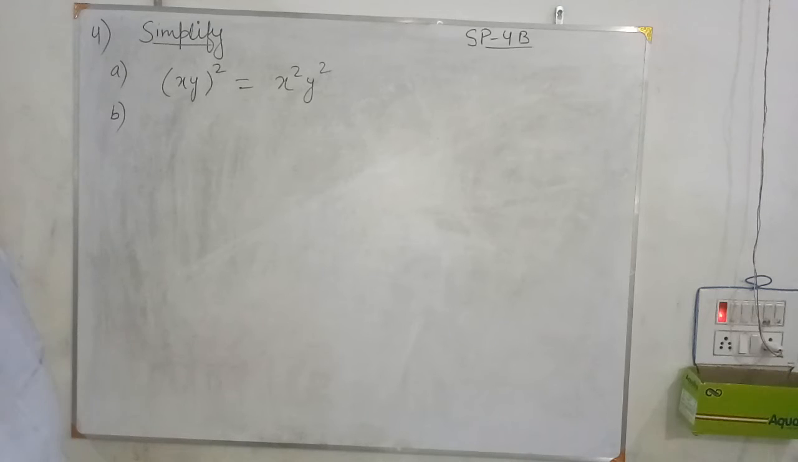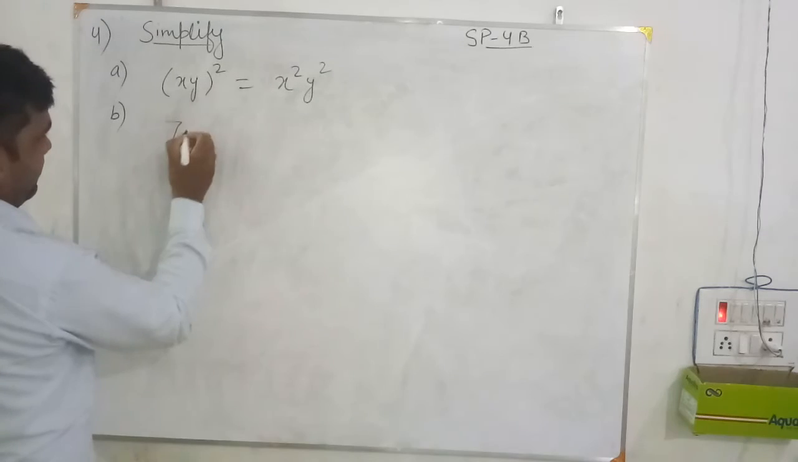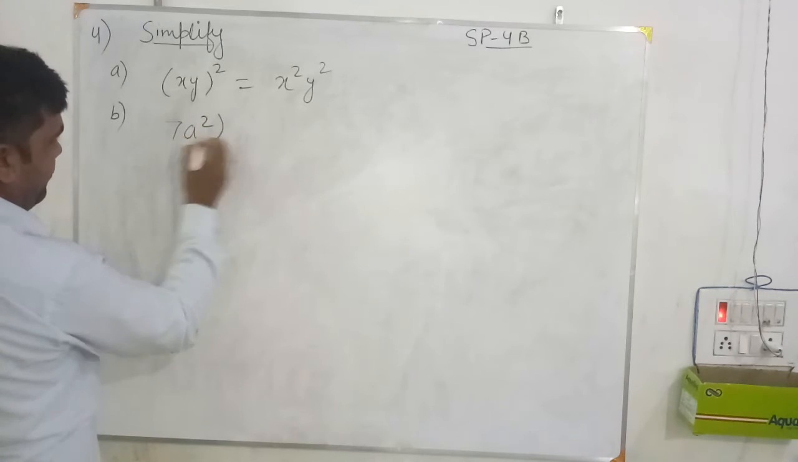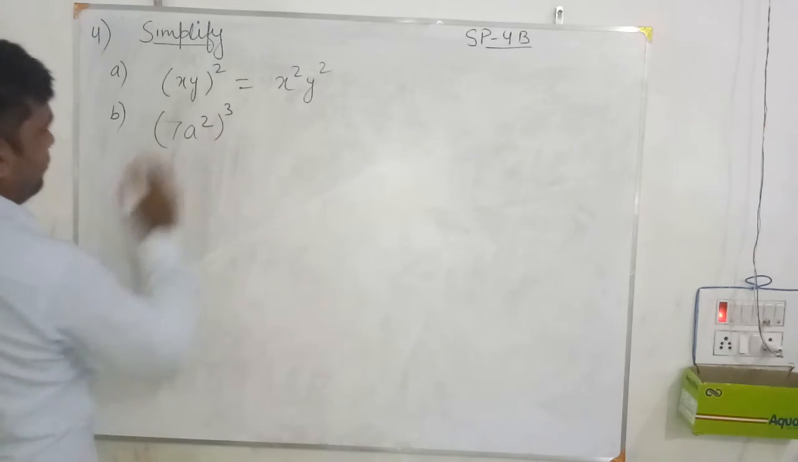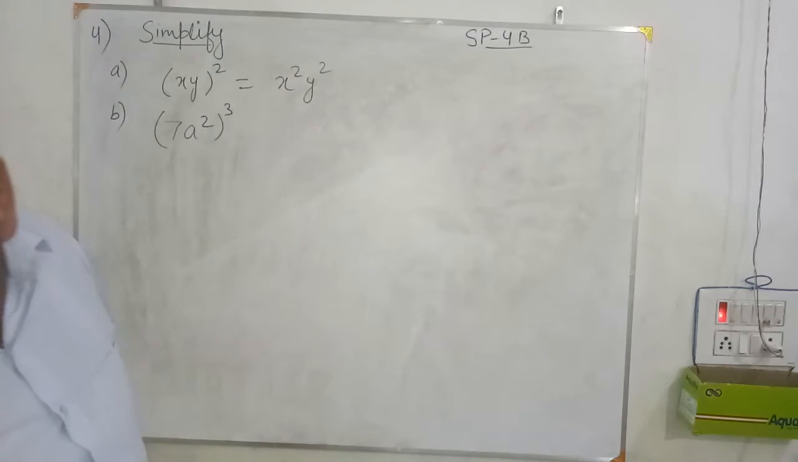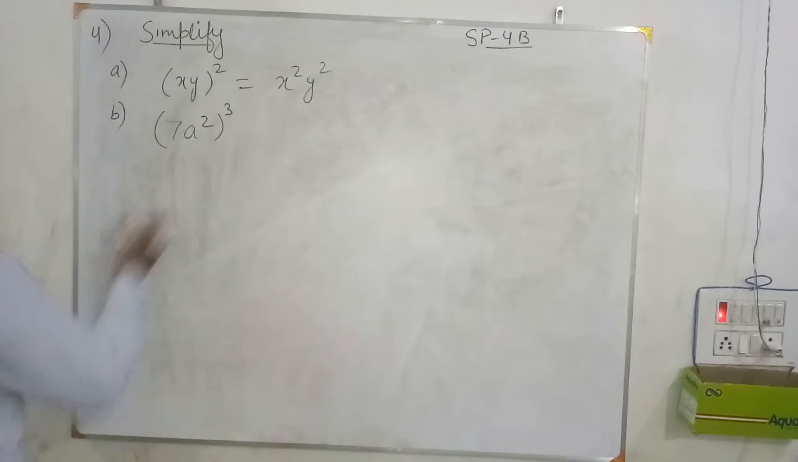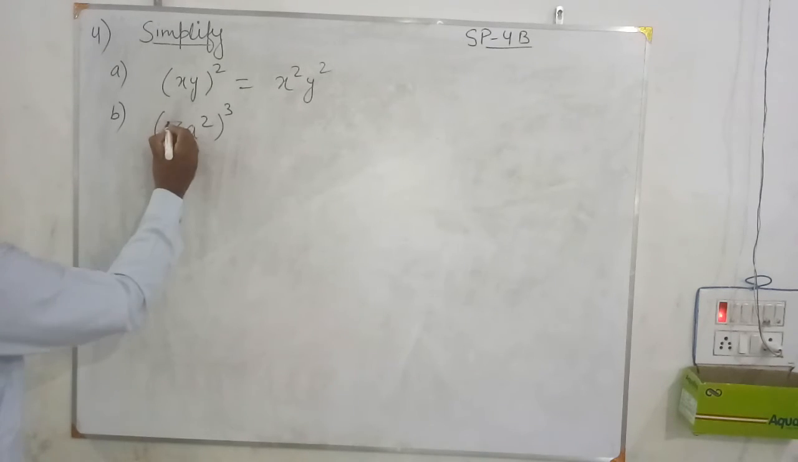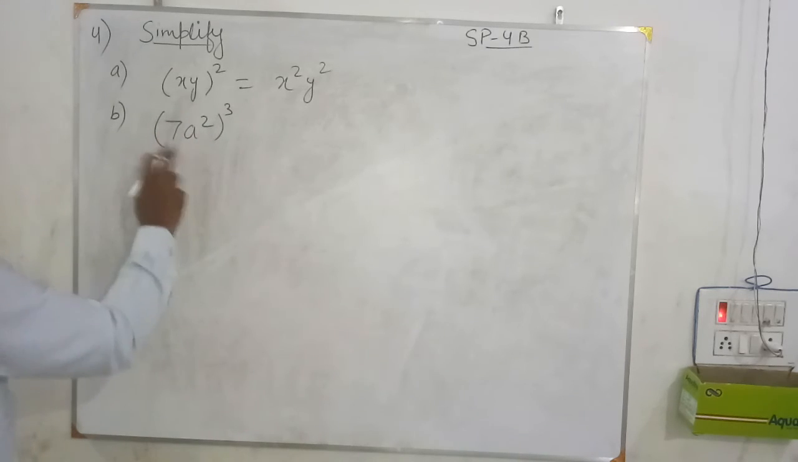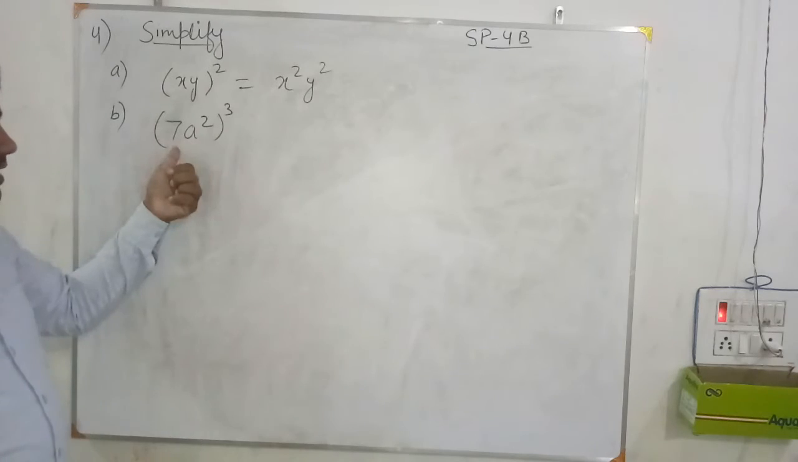Next, 4B: (7a square) cube. Now again there are two different bases, one is 7 and the other is a, and this cube, the power 3, is for both the bases, 7 and a square.